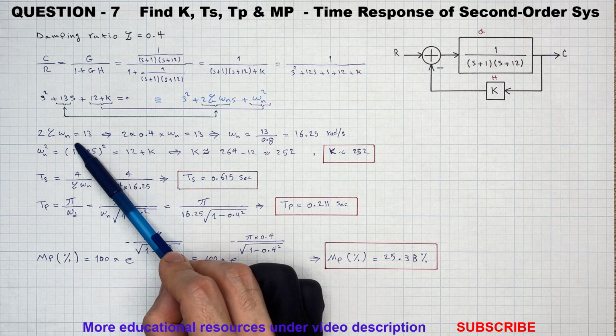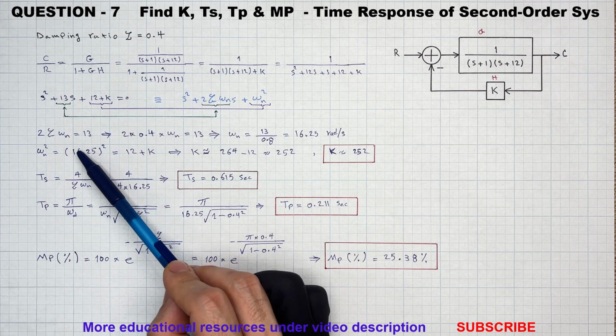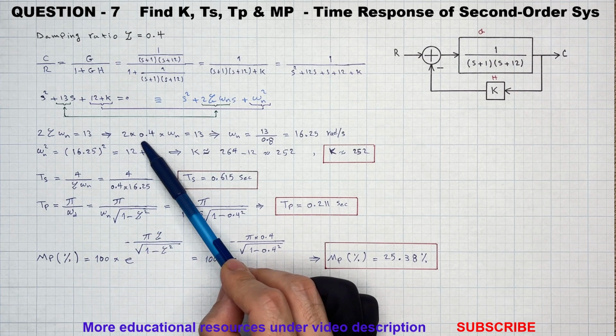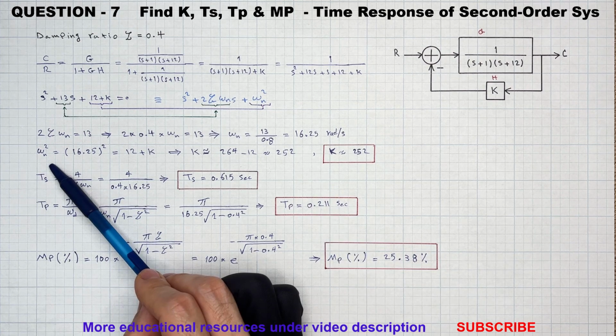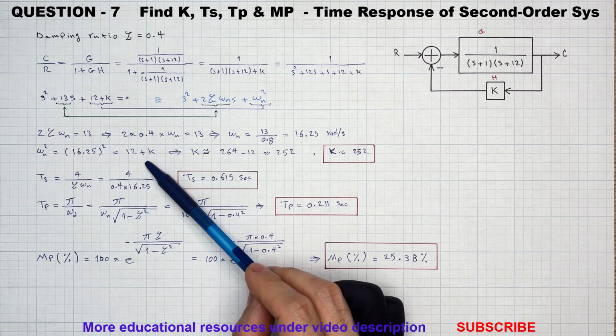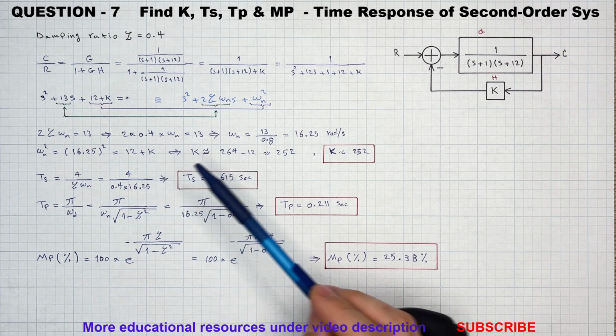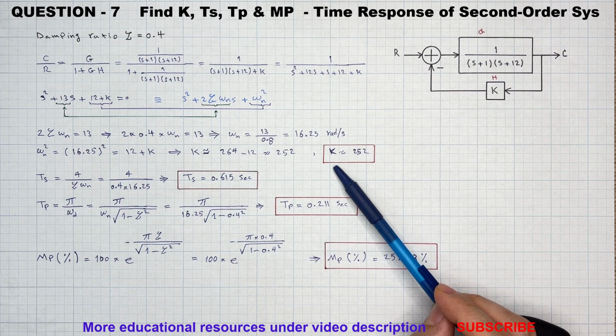From the denominator, we have 2 zeta omega n equals 13. We substitute the damping ratio zeta and get omega n equals 16.25 radians per second. Again, from the denominator, we have omega n squared equals 12 plus k. After substituting omega n, we obtain k approximately equals 252.